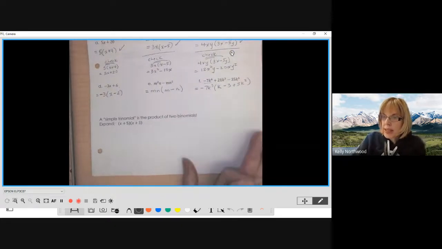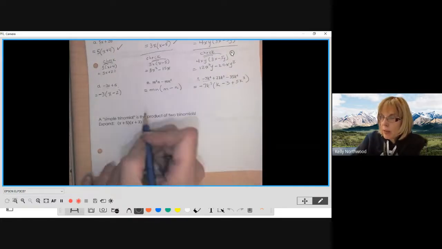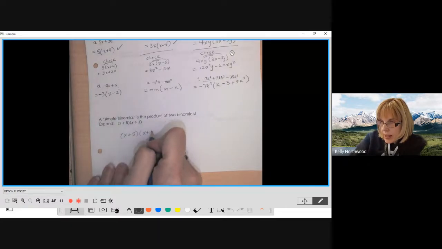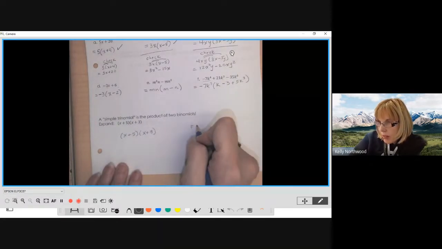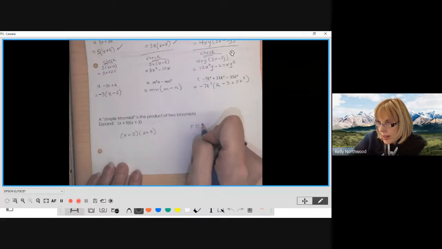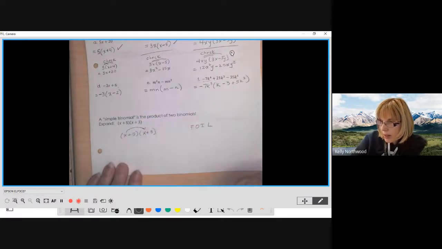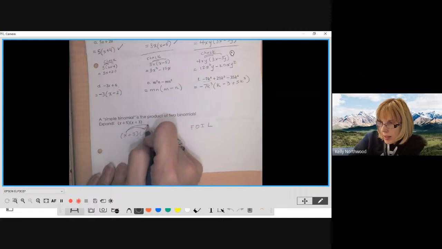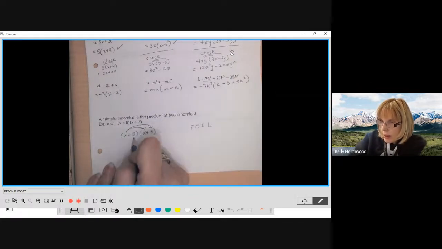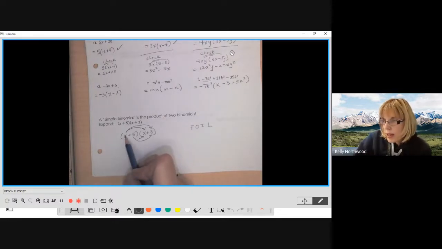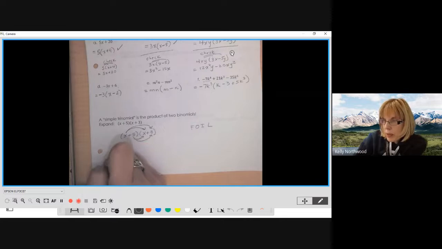A simple trinomial is the product of 2 binomials. So if you remember from grade 10 is where you learned how to expand these using, I call it FOIL, which stands for firsts, outsides, insides, and lasts. So you multiply the 2 firsts together, the 2 outsides together, the 2 insides together, and the 2 lasts together. We also call it the double distributive property. Each term in the first bracket is multiplied by each term in the second bracket.